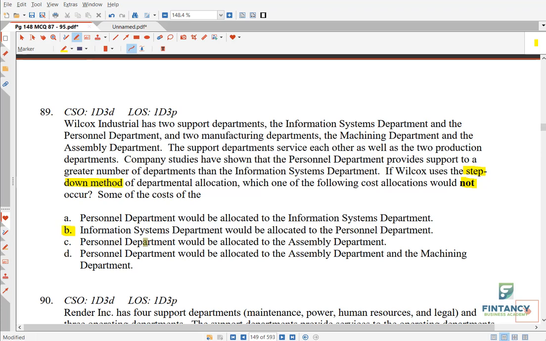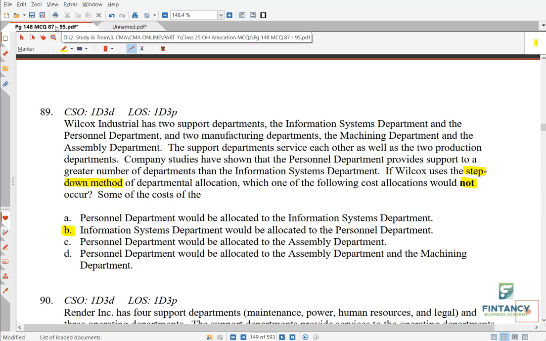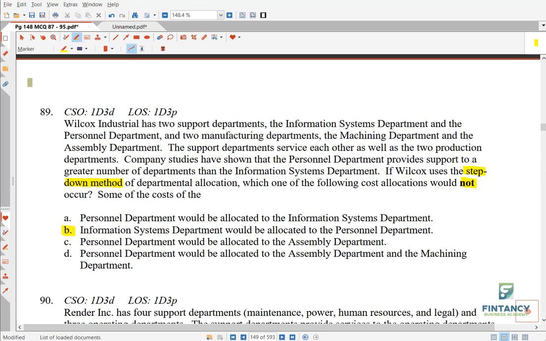Let's see. C can occur. Personnel would be allocated to assembly. Very simple. Yes, of course. Personnel will go to assembly. And the fourth one is personnel would be allocated to assembly and machining. Yeah, fine. No problem. Getting the story. The only thing which will not happen is what? IT cannot return back to HR. Please write yes in the chat box if everything is okay.